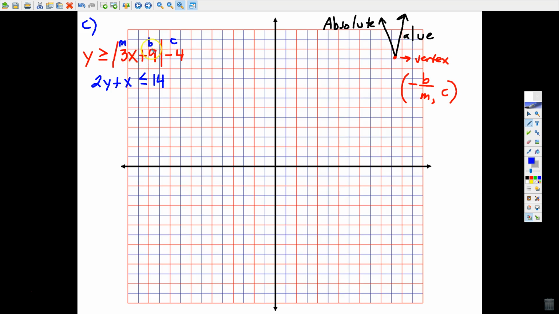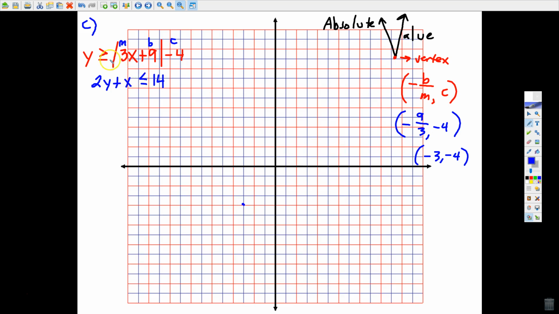So if you know how to identify the number in front of x is m, this other number, it'll always be inside the absolute value walls. If there isn't anything added or subtracted, then b is understood to be 0. And then this number outside will always be the y coordinate. So the opposite of b, which is 9, over m, which is 3, that's the x coordinate, and then the y coordinate will be -4. So simplifying, we've got -3, -4 as the vertex. -3, -4.